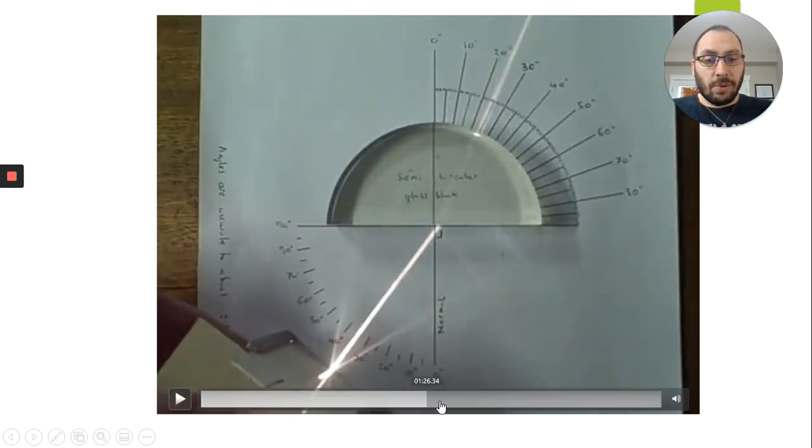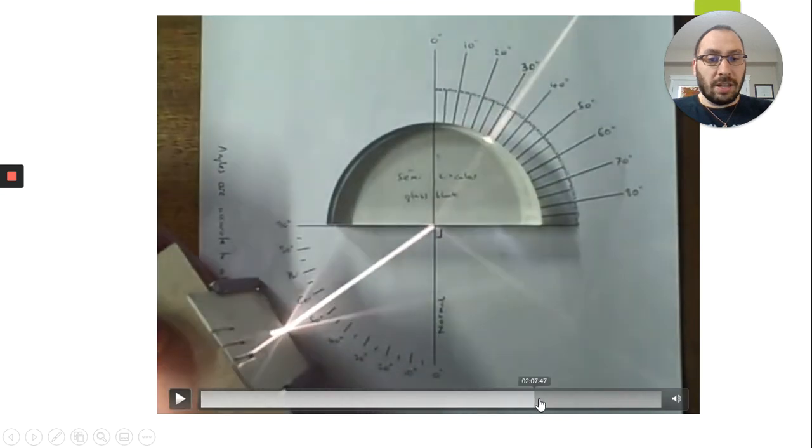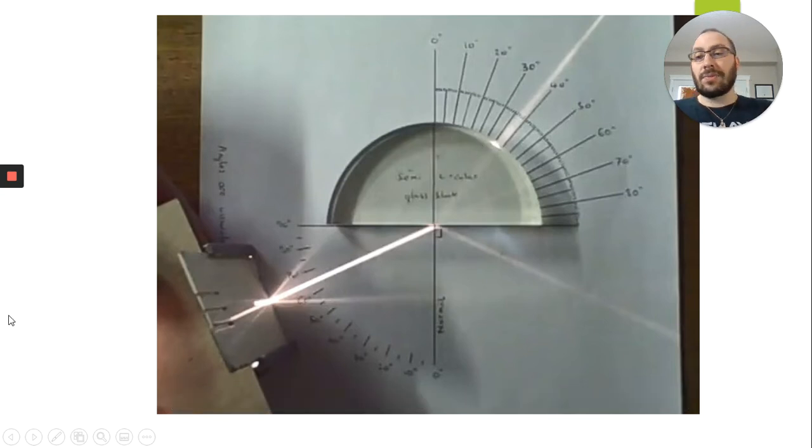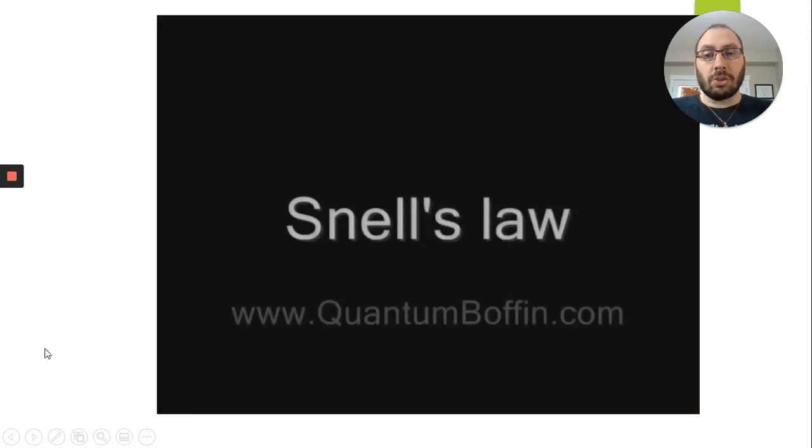Let's fast forward a little bit just so you can see it a little better. Right there, you can see some internal reflection here. This angle right here and this angle, those are the same because that's a reflected ray, but obviously the refracted ray is different. Okay, that's it. It's not that exciting, but it shows it really well.